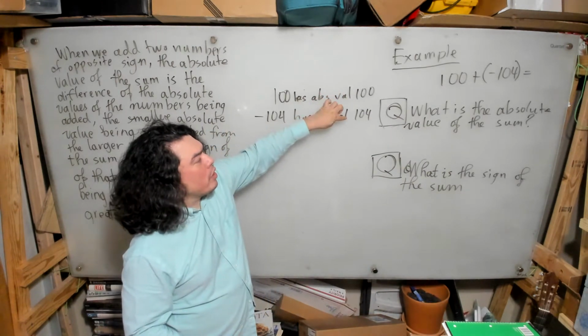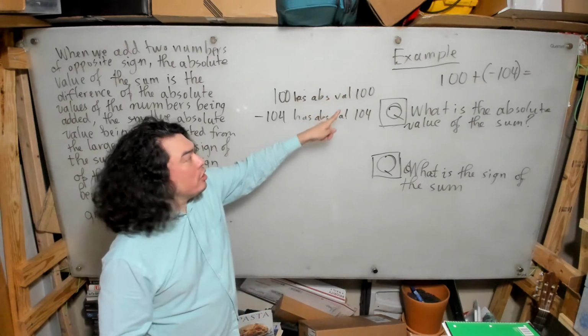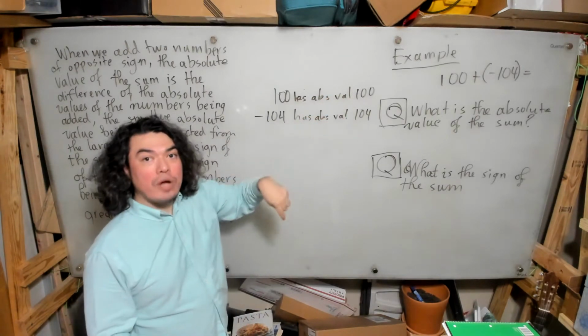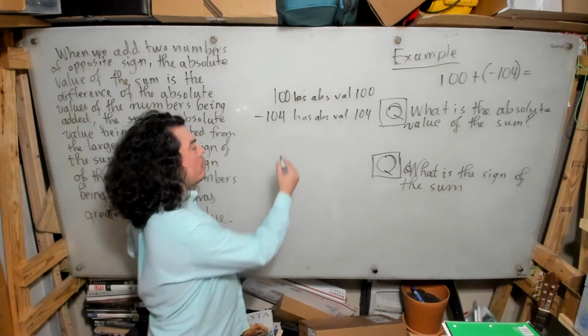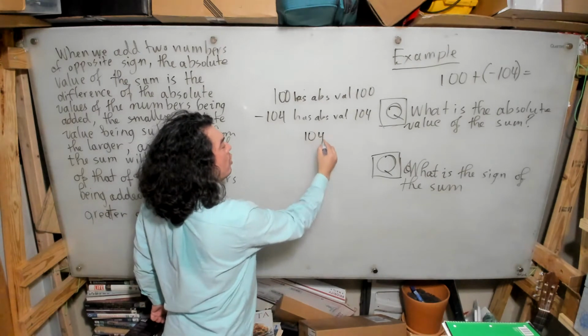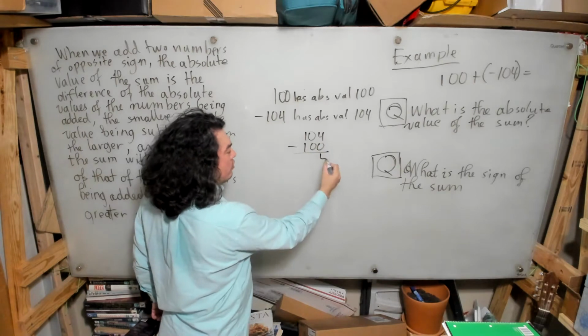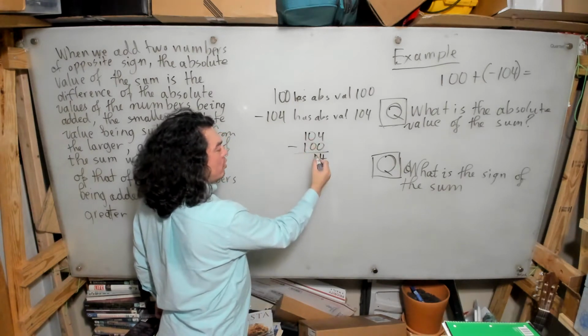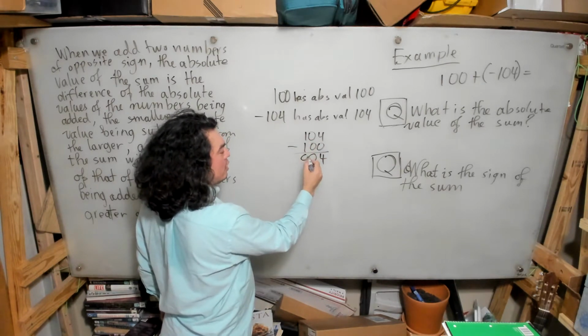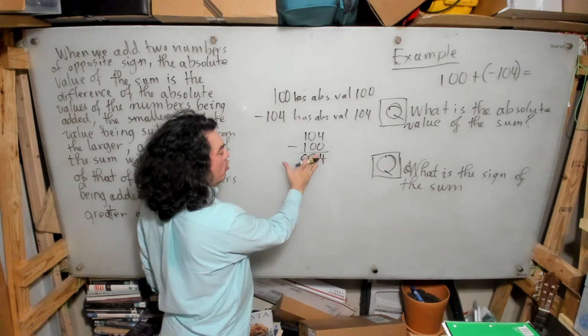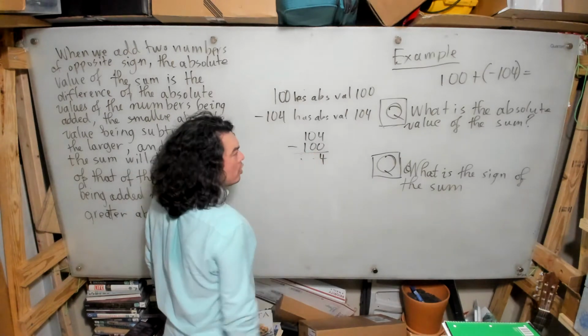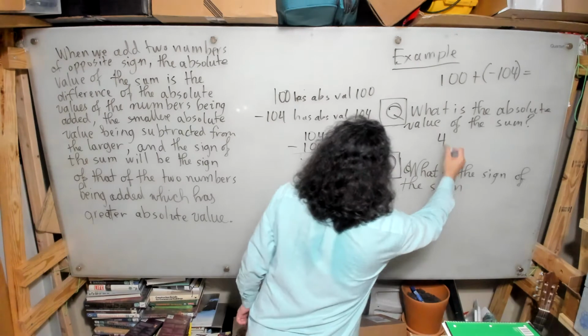The 104. So I'm going to subtract the absolute values, the smaller one, 100, being subtracted from the larger one, the 104. In other words, 104 minus 100. 4 minus 0 is 4. 0 minus 0 is 0. 1 minus 1 is 0. And of course, you can just see that that's just 4, right? Okay. So the absolute value of the sum is 4.